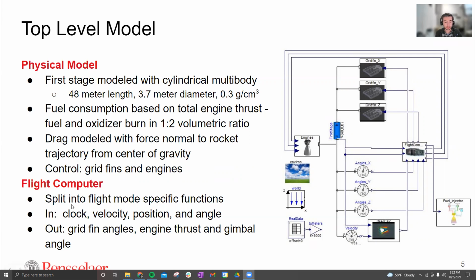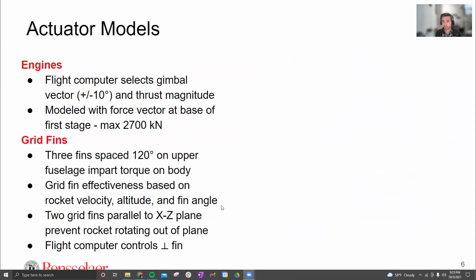Moving on to the flight computer. That's split up into specific functions or algorithms that carry out a certain flight stage. For example, landing would be one specific algorithm modeled inside this flight computer. We have various inputs to this flight computer: the flight computer clock, velocity, position, and angle, which would all be categorized within a flight computer's IMU, or inertial measurement unit. And then we have certain outputs: grid fin angles, depicted on the right here going up to the grid fins, and engine thrust and gimbal angles of the engine coming out the right side. So that's the top level model.